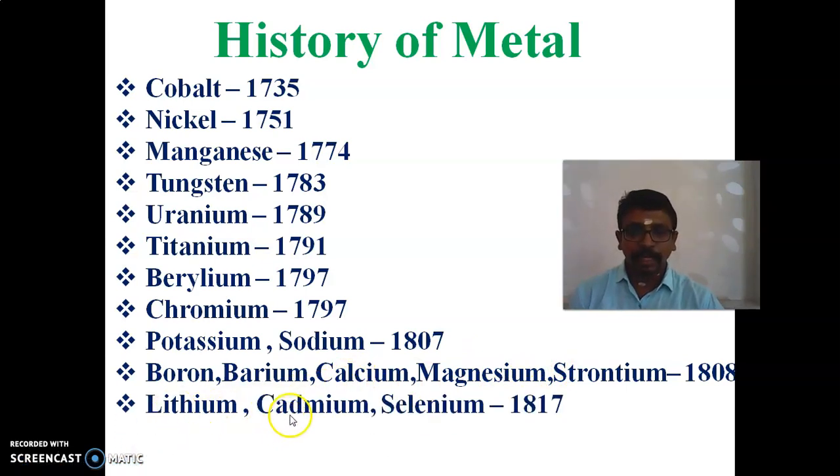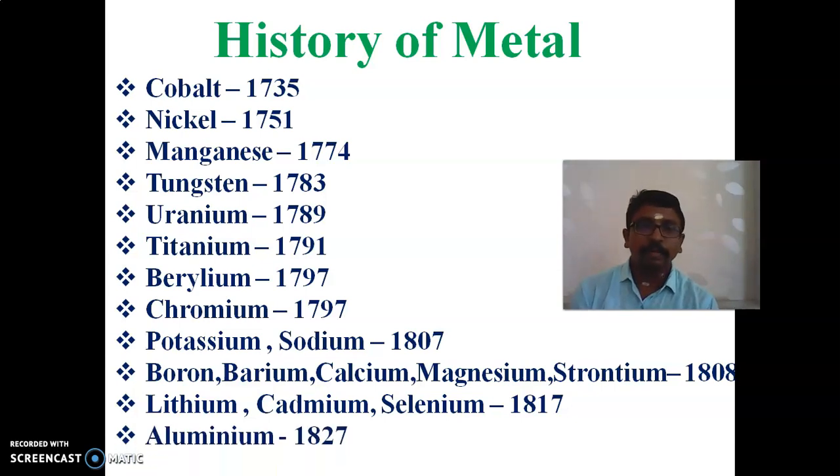And lithium, cadmium, selenium. These three metals were introduced in the year 1817. The symbol for lithium is Li, for cadmium Cd, and for selenium Se. And aluminium was introduced in the year 1827. The symbol for aluminium is Al.